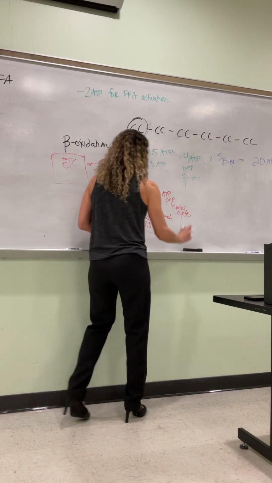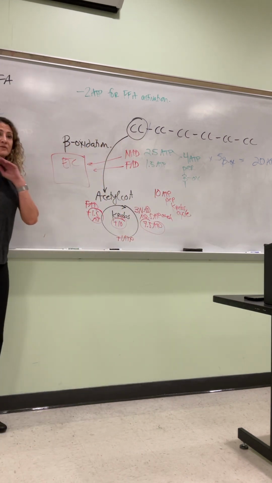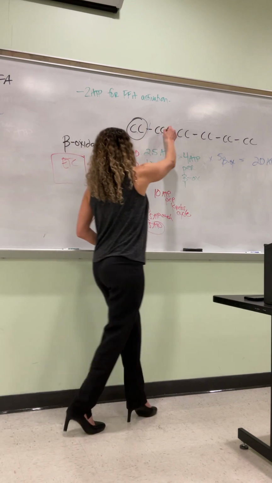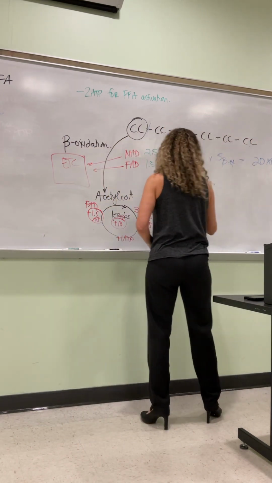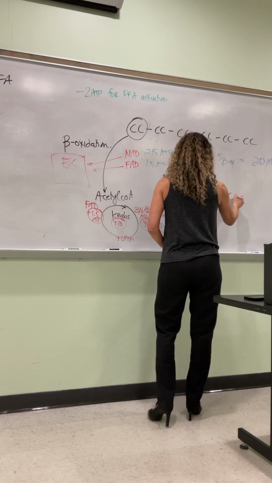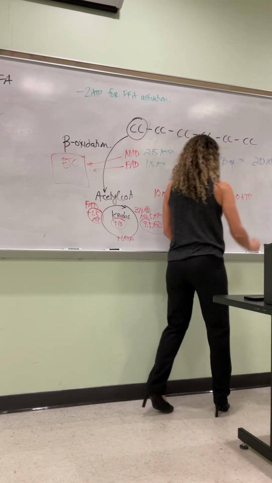How many times will this free fatty acid give us a Krebs cycle? 6. How do you know? What are you counting? Pairs. The pairs. Because each pair of carbons, once it's separated, will convert to acetyl-CoA and will initiate a Krebs cycle. So we count the pairs: 1, 2, 3, 4, 5, 6. 6 times 10, 6 Krebs cycles, 60 ATP.